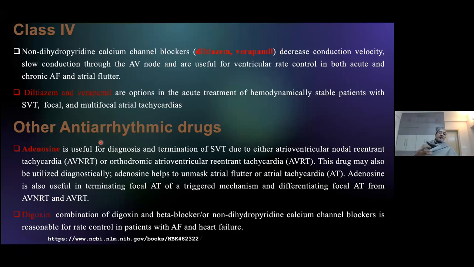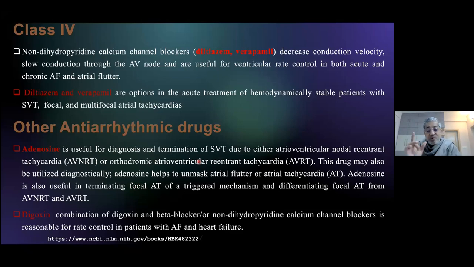Now, there are certain things which are independent candidates. Now we talked about the standard classification candidates. So there are new independent candidates. One is old, another is new. That is adenosine. Adenosine can produce a significant acute termination of supraventricular tachycardia. And this is the drug of choice in today's time.